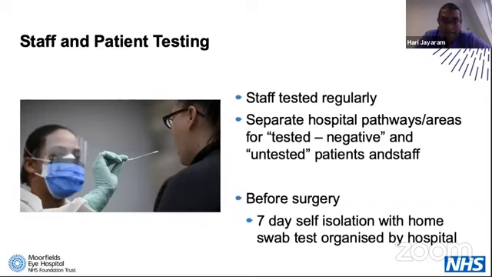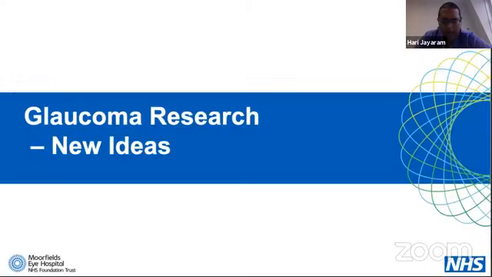As staff, we're tested regularly. At the moment, there are separate pathways within the hospital and areas for staff that are tested and are negative, which are called green pathways, and staff that are untested or maybe the results aren't back for patients, which we call blue pathways. Anyone coming in for surgery has to self-isolate, and the hospital will send out a home swab test before you finally confirm that you're clear to come in. But these are all big organisational changes that we're going through at the moment.